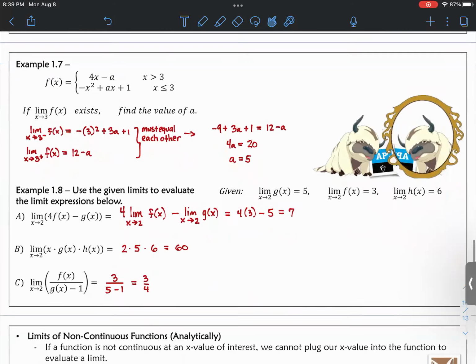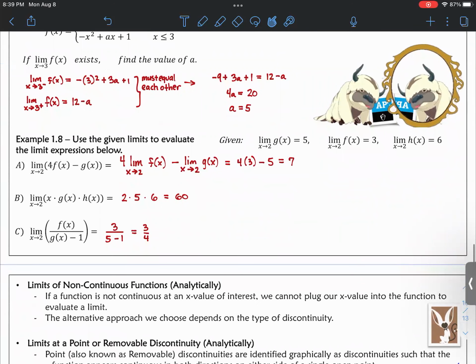All right, example 1.8, we are switching gears a little bit here. You know what, this ties back into the limit properties that were discussed, I think, back on page 3. Here is some limit information that's just given. And then we see some various compositions of functions here. As x approaches 2, what's the limit of 4f minus g? Well, you're allowed to just take 4 times the limit of f minus the limit of g. Both of those limits I just mentioned are given. And then just work through basically the operations there. 4 times 3 minus 5.